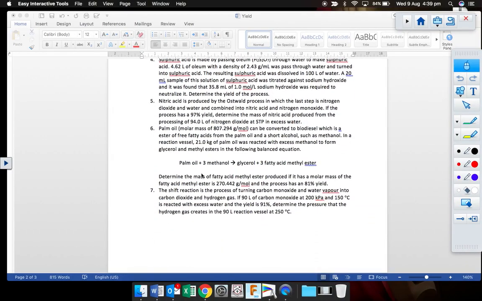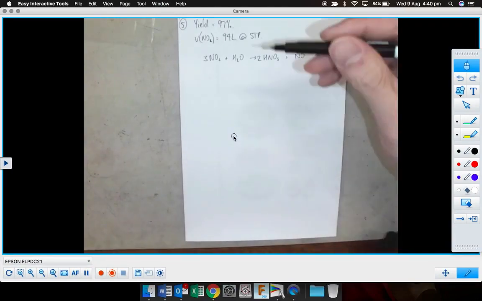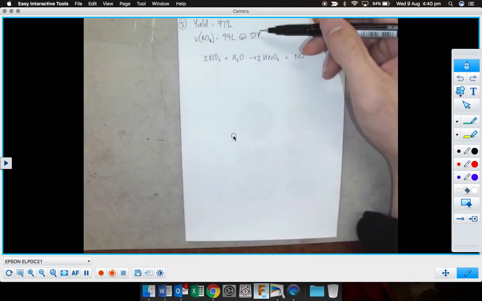So the next couple of questions are asking you to find out the yield of something. Now let's go to question number 5, where it's changing the type of question, and we have to apply the yield. So nitric acid is produced by the Ostwald process, in which the last step is nitrogen dioxide and water combined into nitric acid and nitrogen monoxide. If the process is a 97% yield, determine the mass of nitric acid produced in the processing of 94 litres of nitrogen dioxide at STP in excess water. Okay, so from this text we can see that nitrogen dioxide and water are combined into nitric acid and nitrogen monoxide. So I've written down the important information already. The yield is 97%, the volume of NO2 is 94 litres at STP.